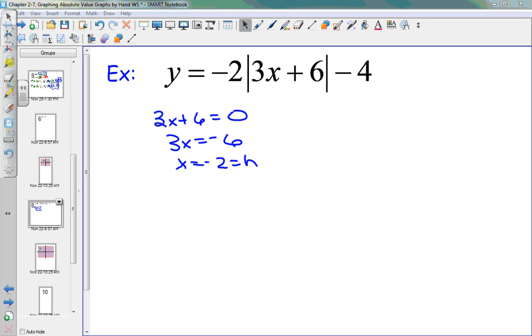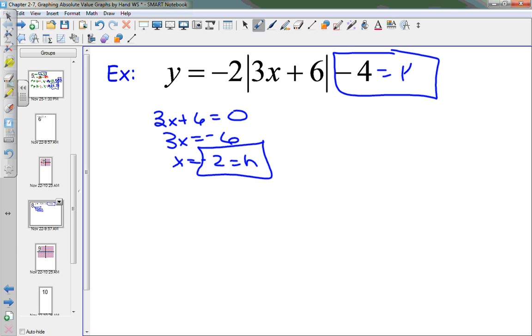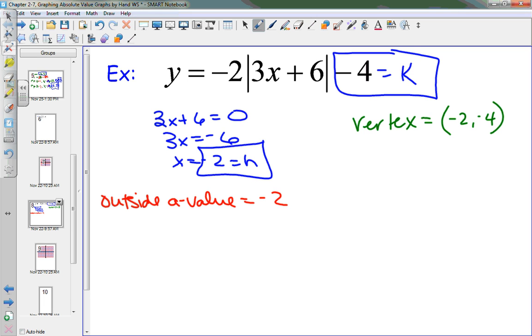Okay, this is going to be h. So if this is h, how do I find k? This is going to be k. So now what is my vertex? Negative 2, negative 4. So from here, now I need to find my a values. What's my outside a value? Now that negative tells me what? Is it a mountain or a valley? This is going to be a mountain, which means do I have a max or a min? I have a max. Excellent.